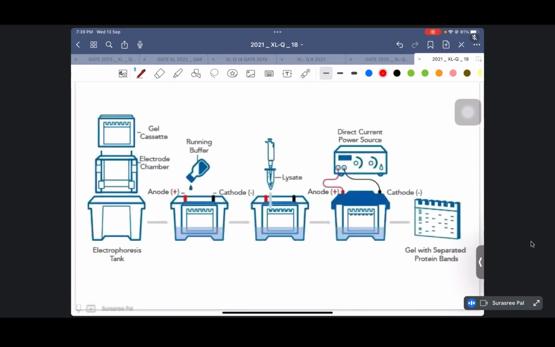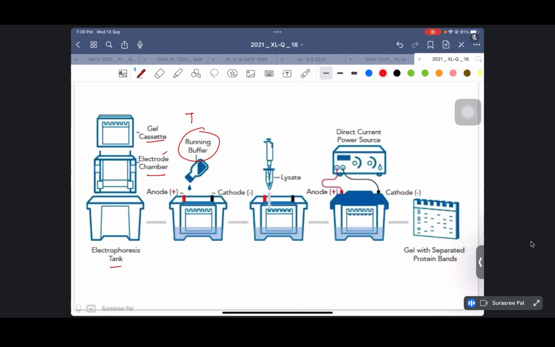Now what is the total system? You have this gel cassette where you have formed your gel, and you also have this electrode chamber. You put the gel cassette inside the electrode chamber, and then you put this electrode chamber inside the electrophoresis tank. So there's a big tank, where you put the gel and chamber, and then you add running buffer. I've already mentioned the running buffer is TGS: Tris, glycine and SDS. And there are these electrodes, the cathode and the anode, right?